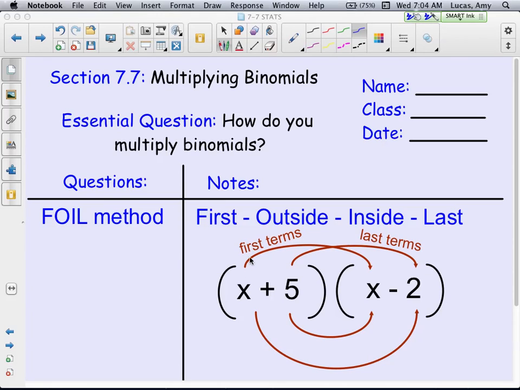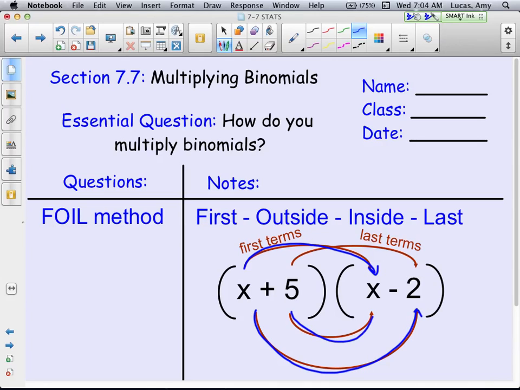So first terms are here, the first term in each multiplied together. Outside would be these two. Then the inside terms, and last would be the last terms, so the last one from each binomial. So first, outside, inside, last. If you connect them in the way that I did right now, it kind of looks like a smiley face.